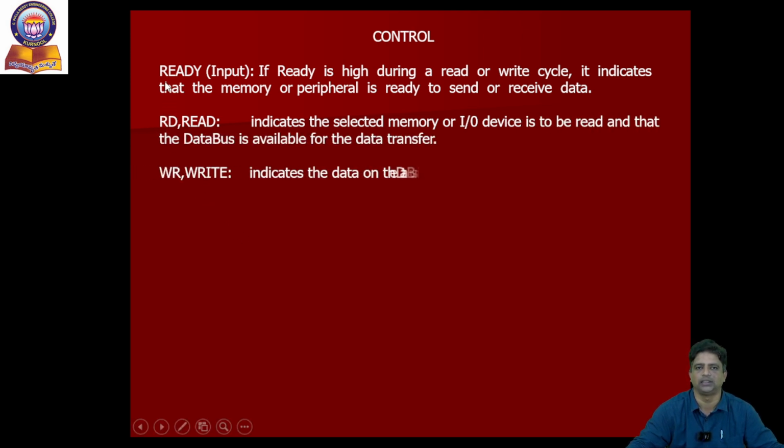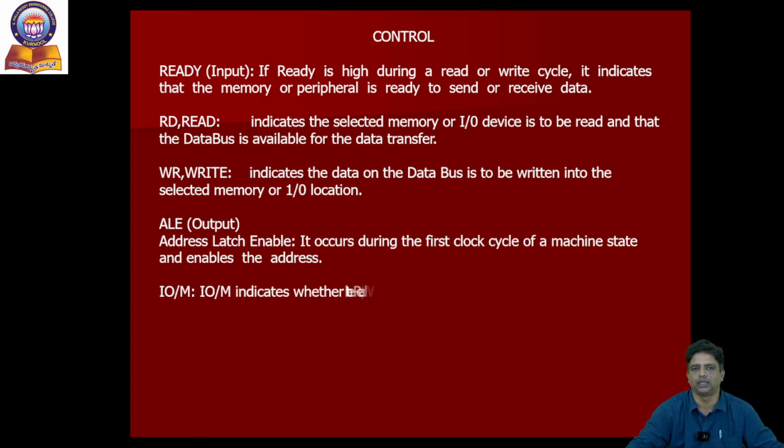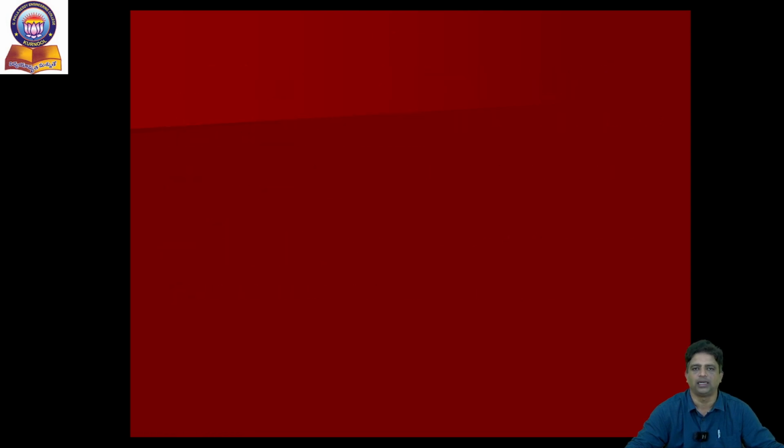Also we will see similar names. Ready indicates that the system is ready for the operation. When it is giving, it is a write operation. When it is taking, it is a read operation. Then M by IO indicates whether it is operating on memory or I/O operations. And the most important arrangement we would like to see here is ALE, address latch enable. It exists for only the first clock cycle, and the purpose of ALE is a strobe operation given whenever an address is generated to indicate that the generated address is a valid address.